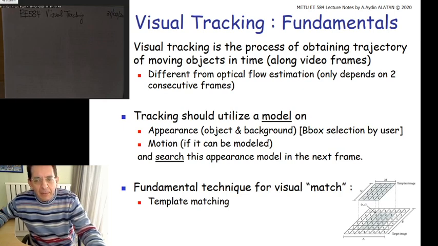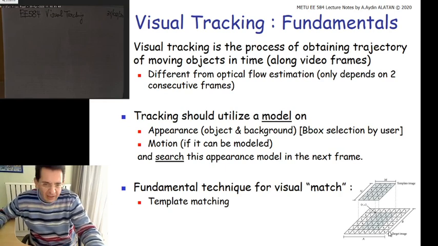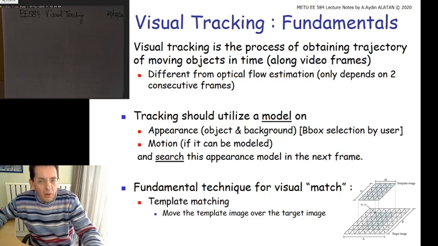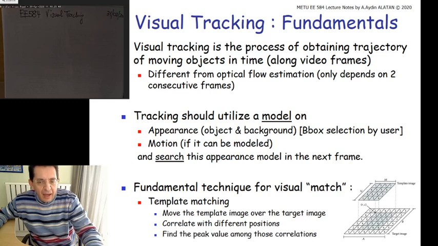Okay, template matching is basically taking a template, maybe a user selected target image in frame one. In the next frame target image, you are just looking everywhere and you simply take the difference between these two things or just multiply as a correlation. And you try to find where this 4x4 template matches on this target image. That's our aim, okay? There could be many different techniques to do it. Moving the template over the target image and correlating with different positions, you could find the peak value among those correlations.